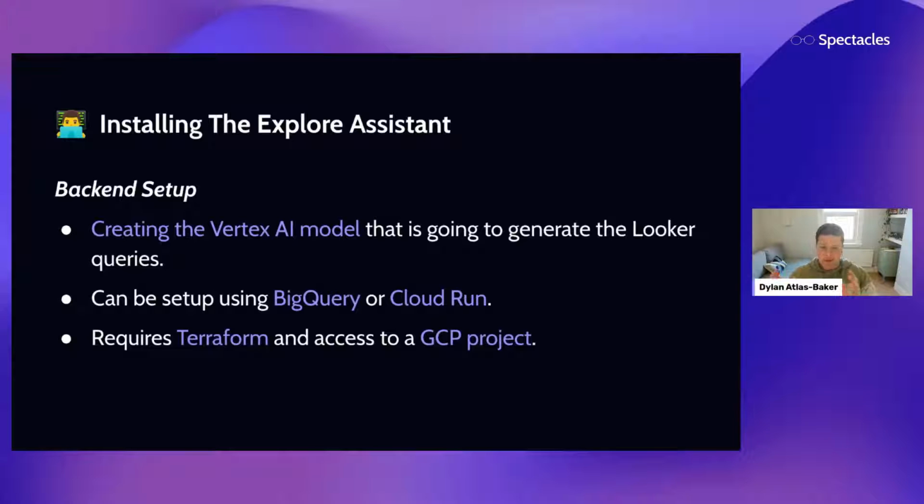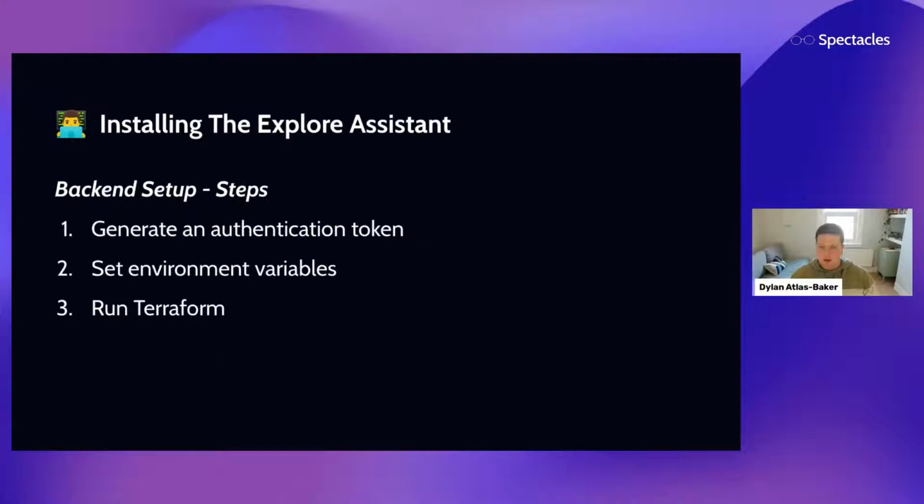What you need for this step is Terraform. You need to have that installed. You can find instructions for that online. And you need to have access to a project in GCP that you can deploy things to. Perfect. So three pretty simple steps for the backend: generate an authentication token, set environment variables, and run Terraform.